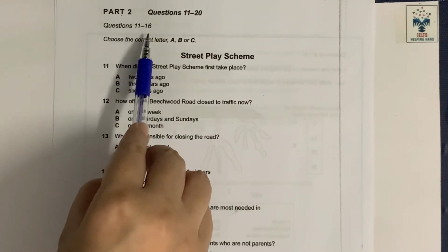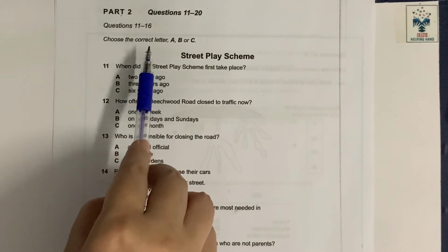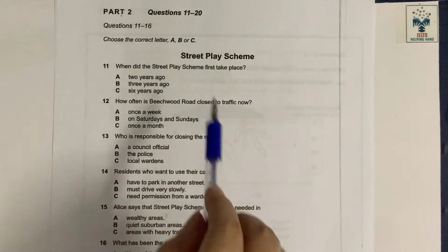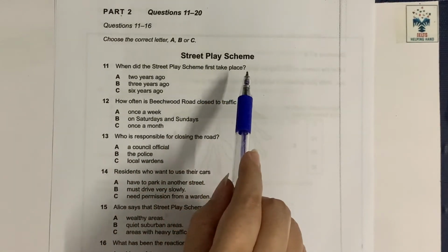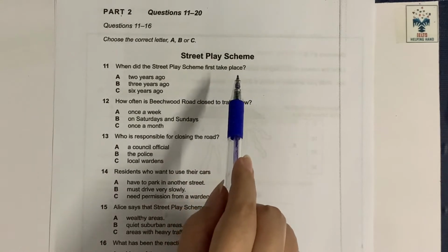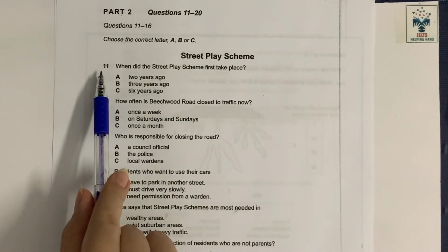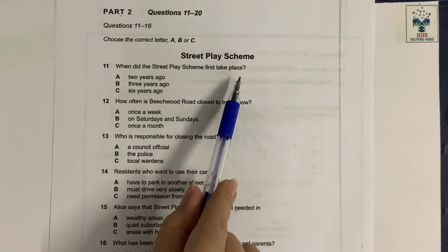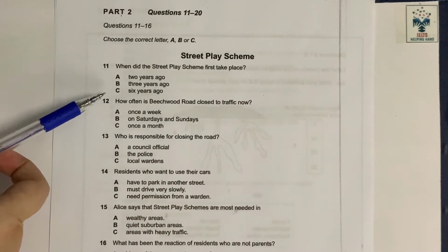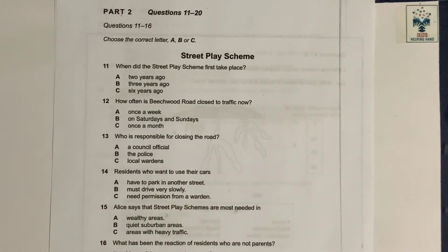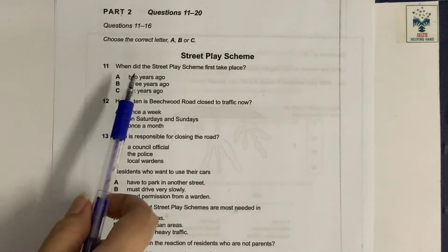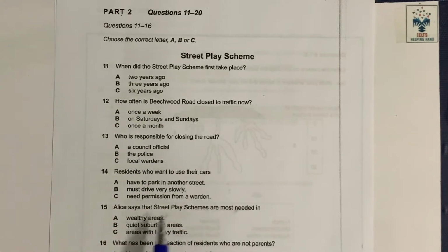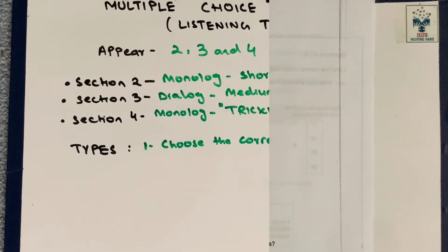Now let's read it. Questions 11 to 12. Choose the correct letter A, B, or C. Street play scheme. This is the title of the conversation. Question number 11. When did the street play scheme first take place? This is your question, and there are 3 options given, of which 1 is correct and 2 are incorrect. As you can see, as these questions appear in part 2, the options are short or medium in length.